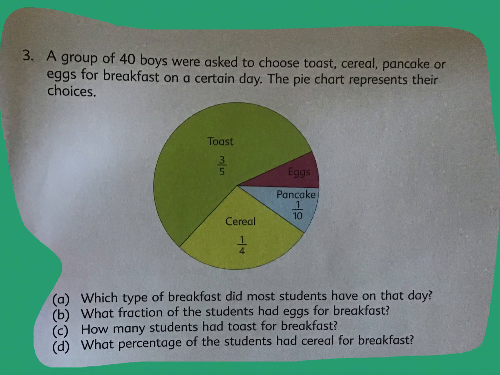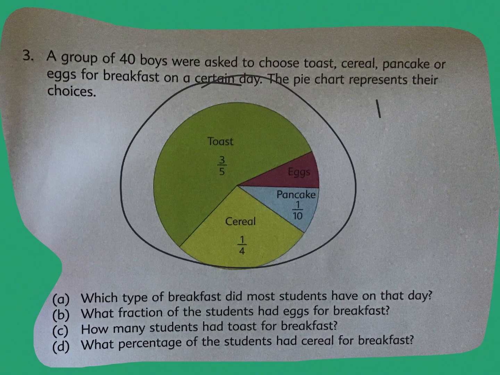So look at number 3. A group of 40 boys were asked to choose toast, cereal, pancake, or eggs for breakfast on a certain day. The pie chart represents their choices. So if you look at this, that equals a whole, or 1. What type of breakfast did most students have on that day? Well, that's pretty obvious. It's over half. So number 1 would be toast.